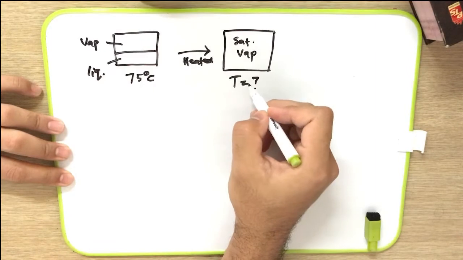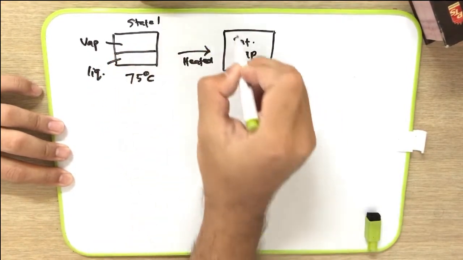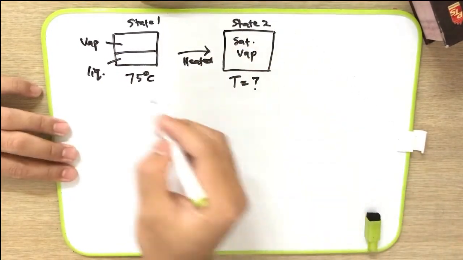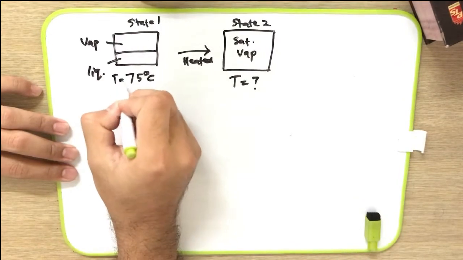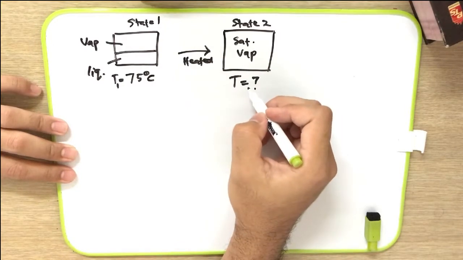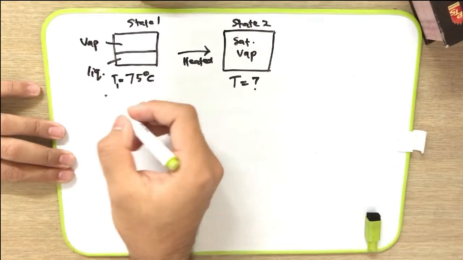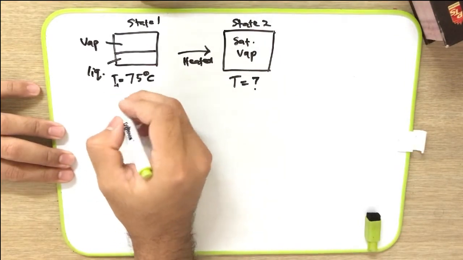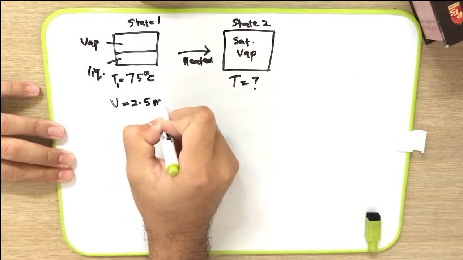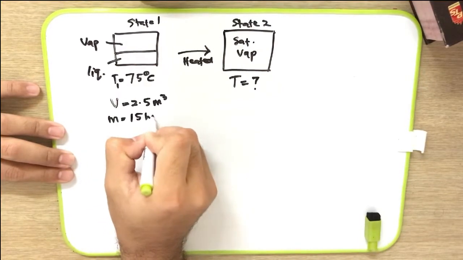We need to find the temperature at state 2. This is state 1 and this is state 2. For state 1 we have temperature 75 degrees C, and for state 2 we don't have any info, so we look at the other info that has been given. Other than temperature, you are given the volume, 2.5 meter cube, and also the mass, 15 kg.